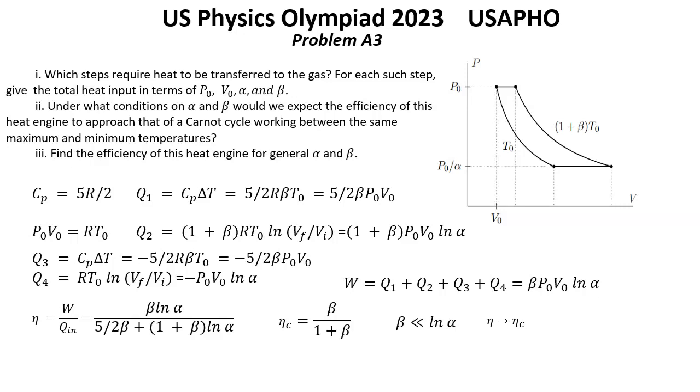But this happens only when beta is very small. It means that delta T is very small and going to 0. This is the only condition for which this efficiency could be compared with the efficiency for Carnot cycle. So totally this is the full solution for part A.